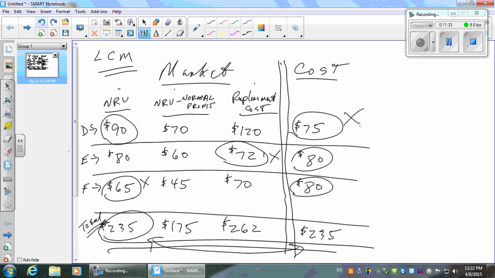So what's going to happen if you do this? What tends to happen to your write down to market? How much, in just our example here, are we going to write down? Nothing, right?